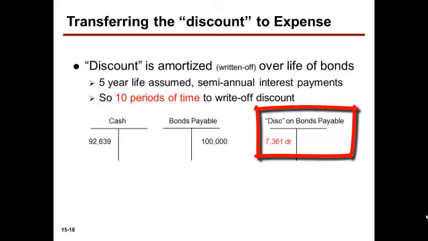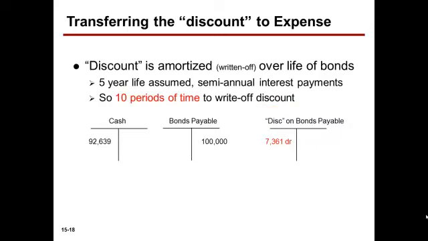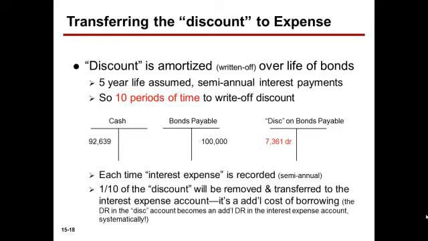Now the bonds are a 5-year life with semi-annual interest payments. So we have 10 periods of time to write off the discount amount of $7,361 that appears in the discount on bonds payable account. Each time interest expense is recorded semi-annually, 1/10 of the discount amount will be removed and transferred to the interest expense account. It's an additional cost of borrowing. The debit in this discount account becomes an additional debit in the interest expense account systematically over a 5-year period.